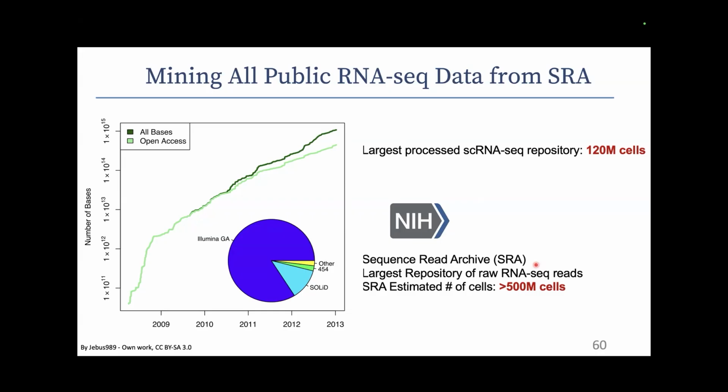We estimated that there must be over 500 million cells worth of 10x data in SRA, and the largest existing repository of single-cell data is at about 120 million. The challenge, of course, is that the metadata is a big mess.